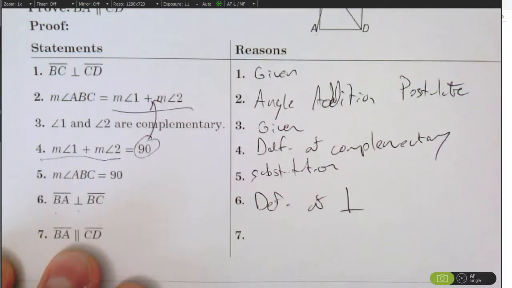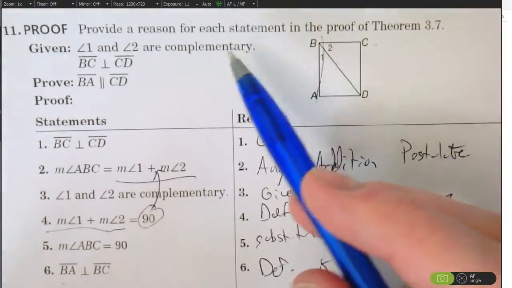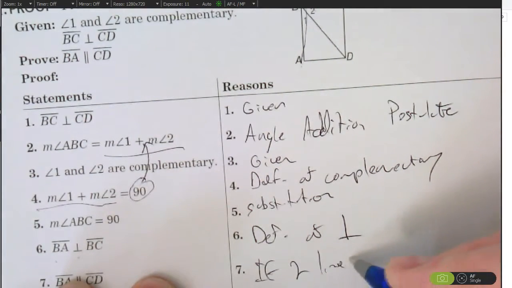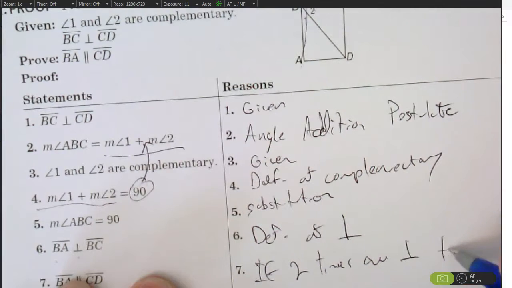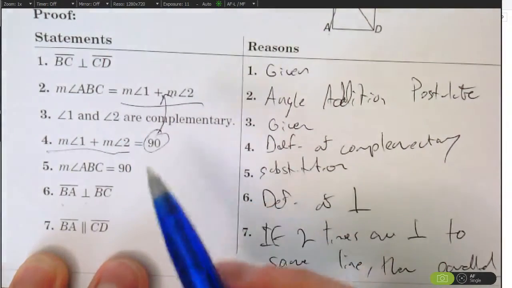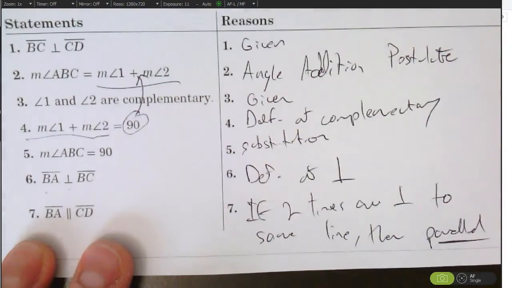And then, okay, we had a theorem that said if two lines are perpendicular to the same line, then they have to be parallel to each other. So if two lines are perpendicular to the same line, then parallel. Since BA is perpendicular to BC, and BA and CD are both perpendicular to BC, they have to be parallel to each other. Okay. All right.